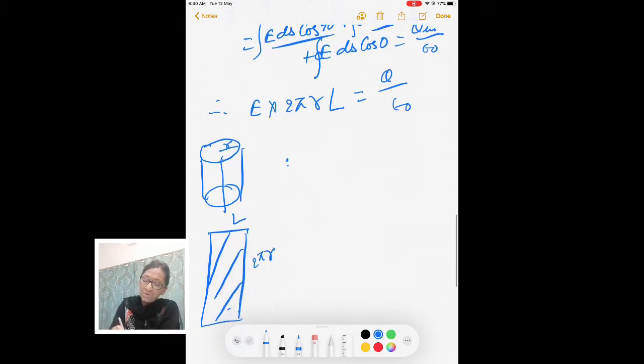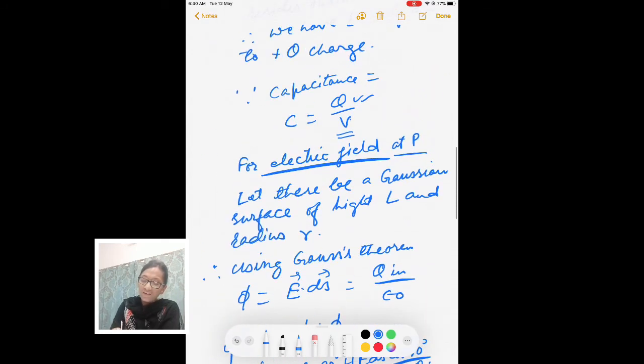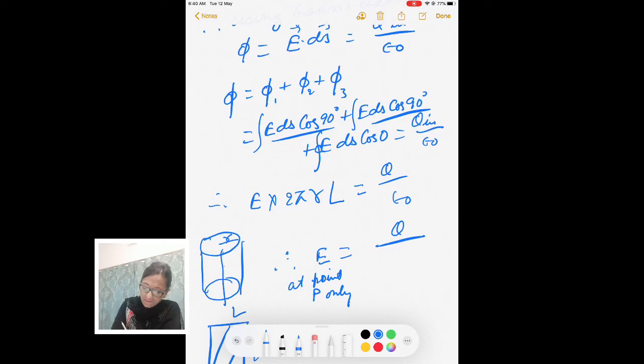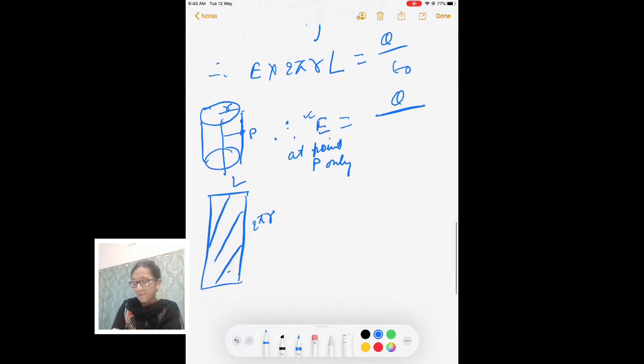epsilon naught. So therefore electric field becomes equal to Q upon, electric field where? Electric field at point P only. And why? You know that at a Gaussian surface, which is symmetrical, if you have electric field at point P this much, then at every point the same electric field will be there. So electric field will be equal to Q upon 2 pi r L into epsilon naught. So we find E. We know charge, we find E.